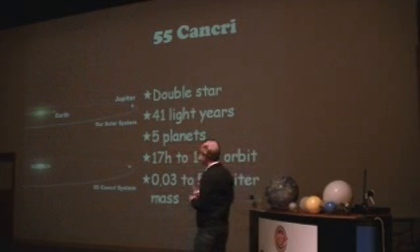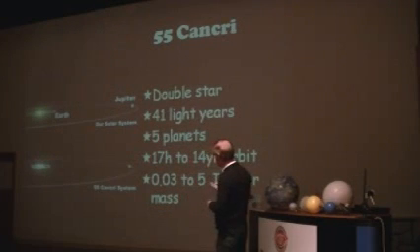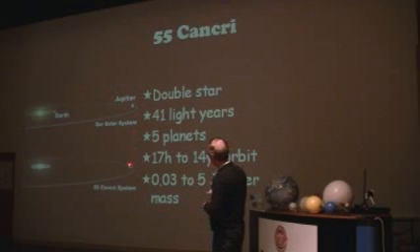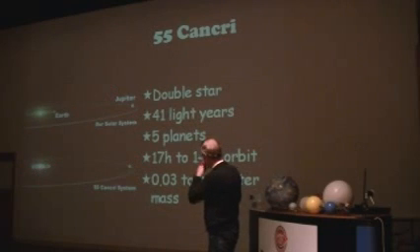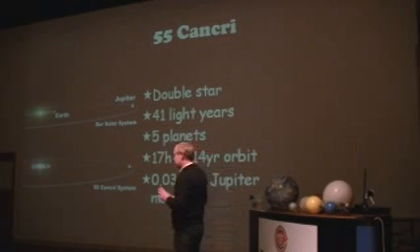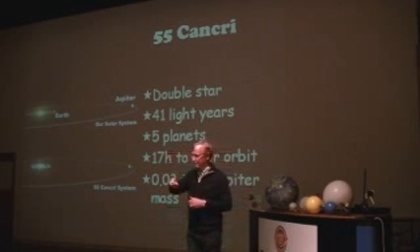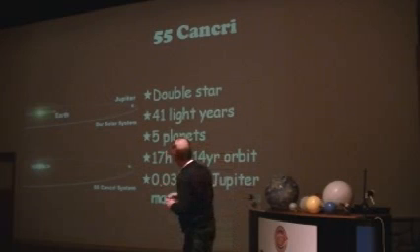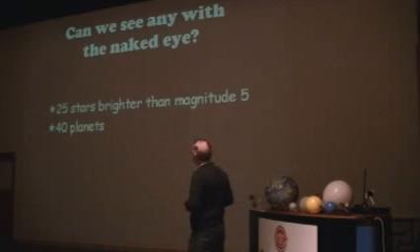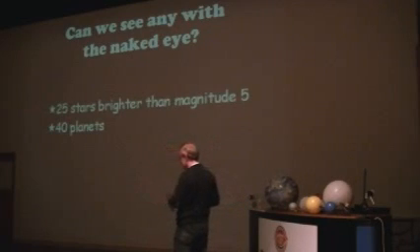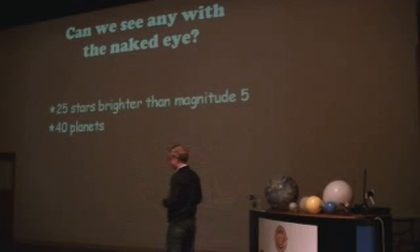55 Cancri, which is in Cancer. This is compared to our solar system. You can see how far Jupiter is. Its furthest planet comes out much the same distance, but it's got lots of other planets much, much further in, a lot closer. It's got at least 5 planets orbiting it. Of course, the big ones are the easiest ones to find. So all these are orbiting stars that you probably can't find even with a telescope.